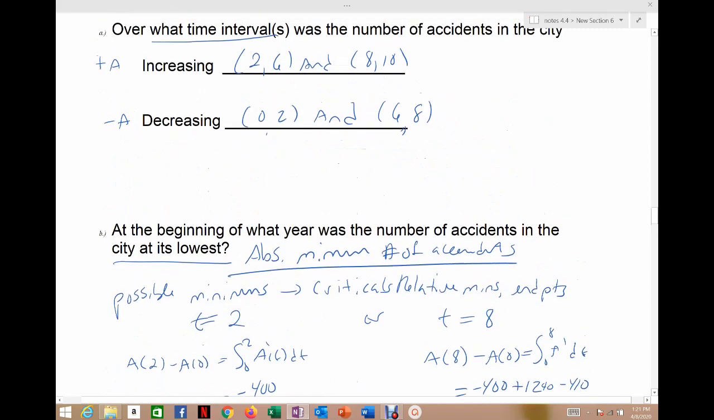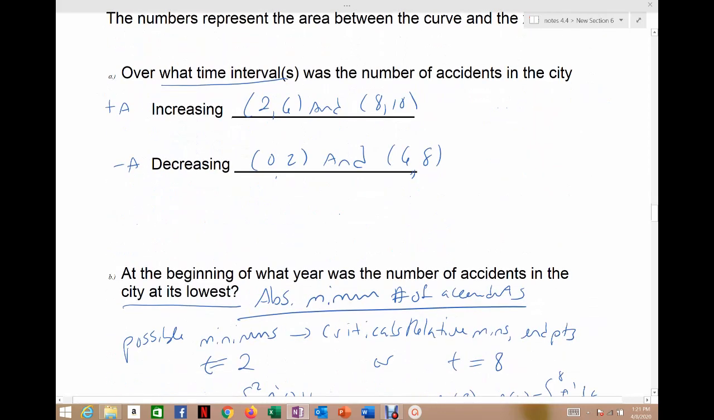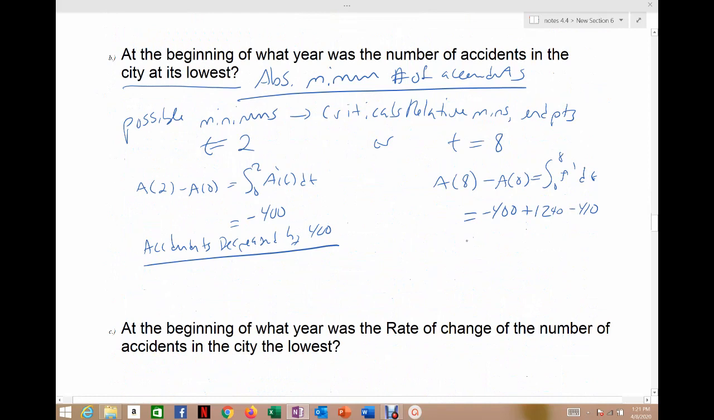If you go look, I'll double show you, right? Minus 400, add 1,240, and then minus 410. So just based on that, I'm going to guess this is going to come out a positive number. And it does. It comes out 480. So in this case, accidents increased by 480. So this would be my minimum, right? Negative. A net loss is better than a net gain.